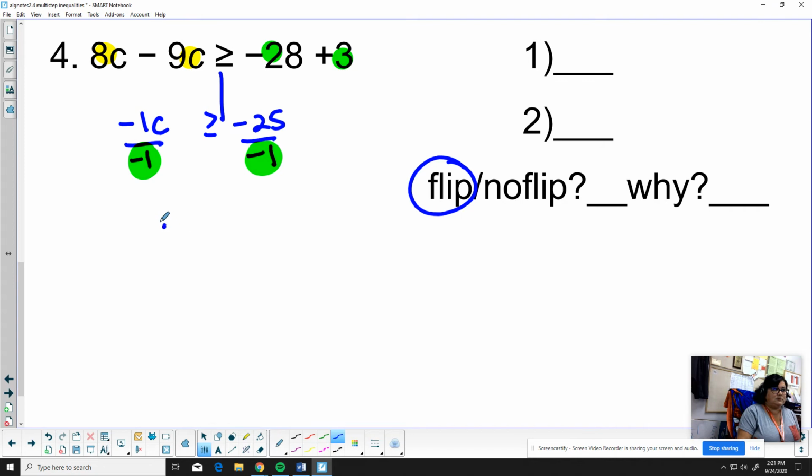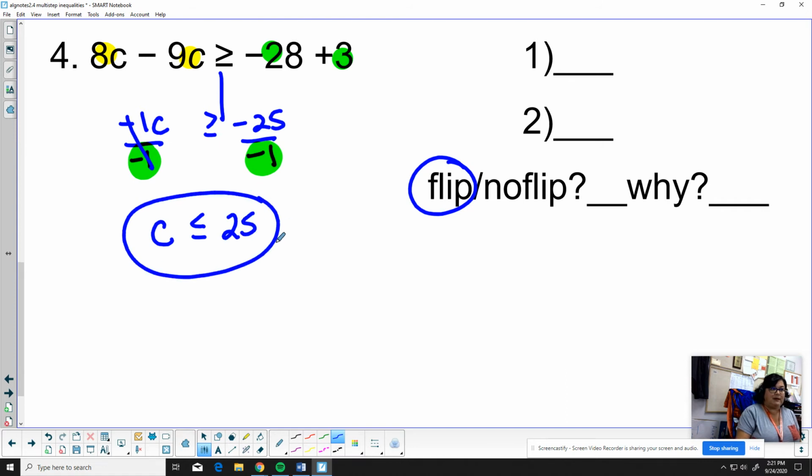So my final answer: c drops because those cancel. I flipped it and made it less than or equal to, and that's 25. So that's my answer. I flipped it because I divided by a -1. If I justify, I combined like terms on both sides, and then I divide by -1.